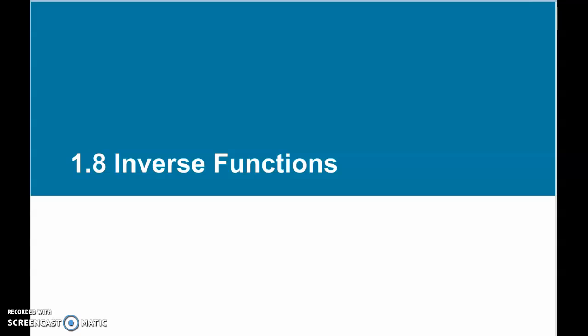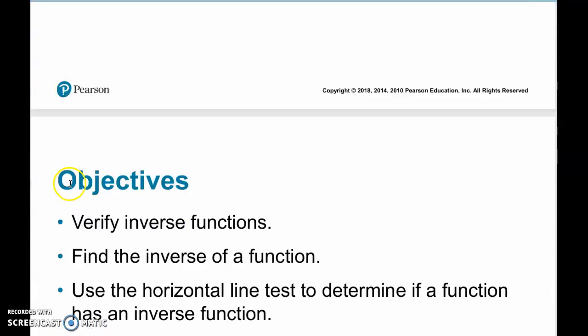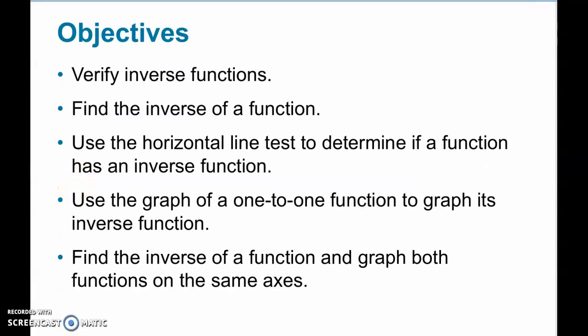All right, so we're going to take a look at 1.8, which talks about inverse functions. So the objectives here are to verify inverse functions, find the inverse of a function, then use the horizontal line test to determine if a function will have an inverse. Use a graph of a one-to-one function to graph its inverse function, and find the inverse of a function and graph both functions on the same set of axes.